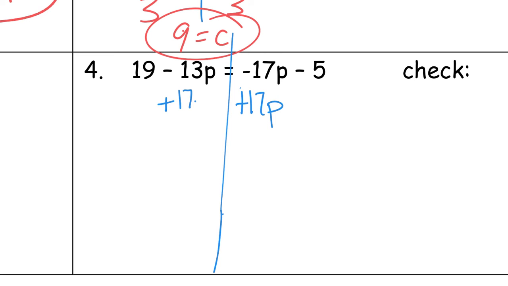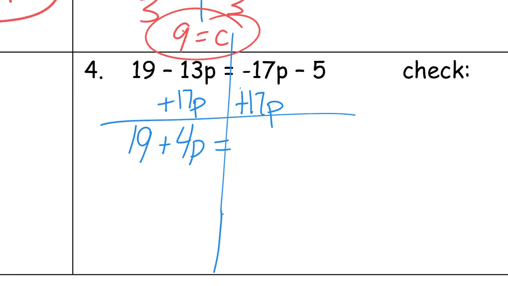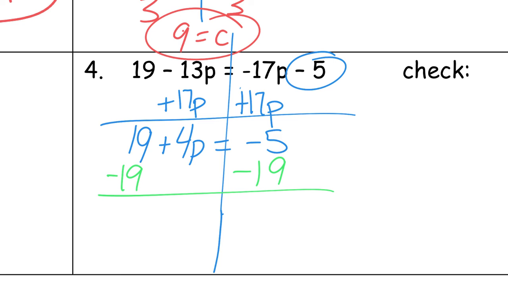So we're gonna add 17p to both sides, okay? Bring down the 19. A negative 13 plus 17 would be a positive 4p equals, then don't forget, that's a negative 5. Please bring it down. All right, now I'm going to deal with some negatives, and that's okay, but we got to take away 19, bring down the positive 4p.